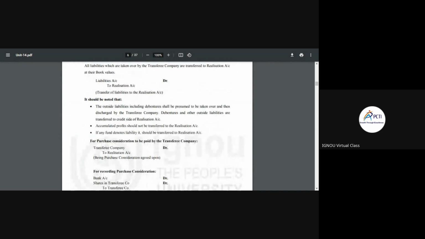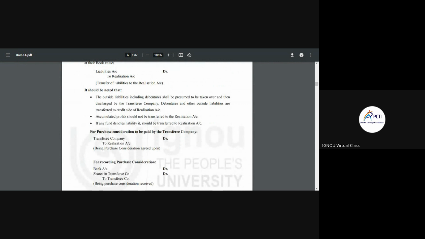Here are some points which we need to figure out for this entry: the outside liabilities including debentures shall be presumed to be taken over and then discharged by the transferee company. Debentures and other outside liabilities are transferred to the credit side of the realization account. Second one is accumulated profit should not be transferred to the realization account. Third one is if any fund denotes a liability, it should be transferred to the realization account.